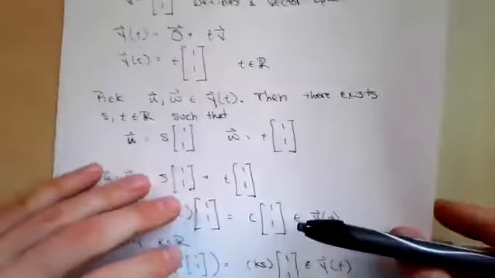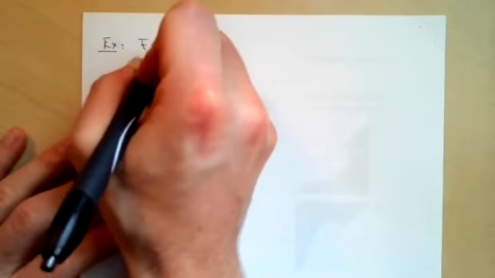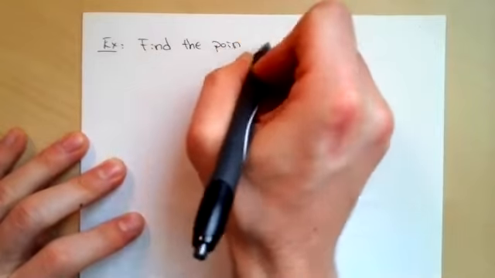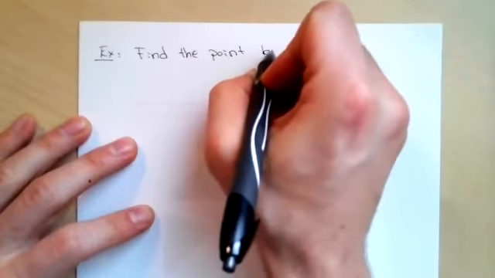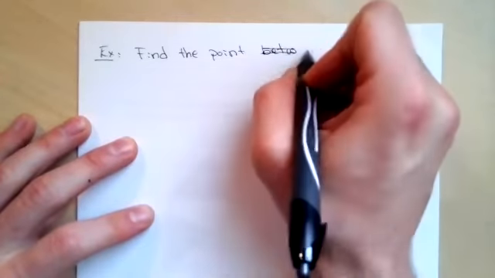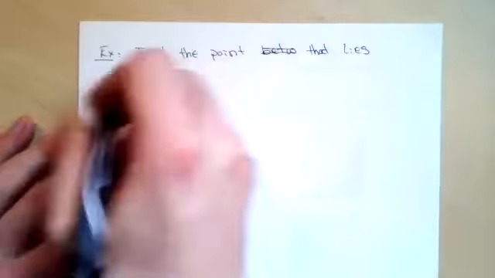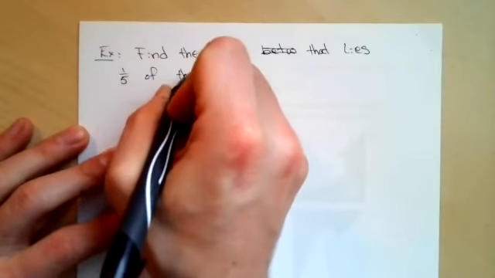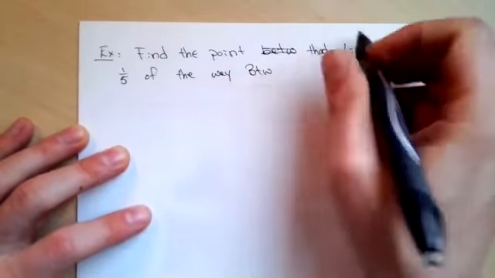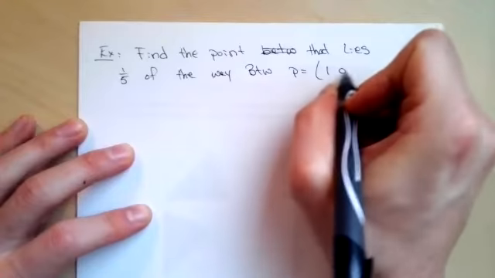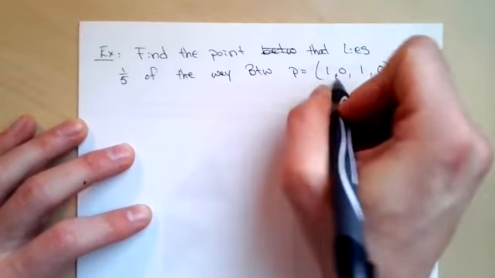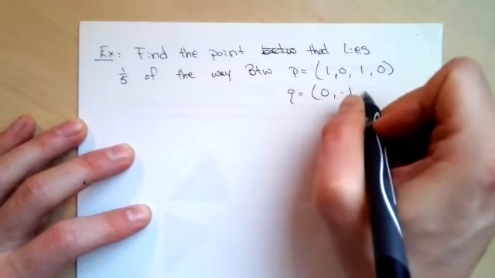So the last thing we might want to do with these parameterizations of lines is, now that we've seen how to parameterize lines, we can find points in between lines, outside of lines, and answer questions like, let's say, find the point 1/5 of the way between, let's say P is (1, 0) and Q is (0, -1).